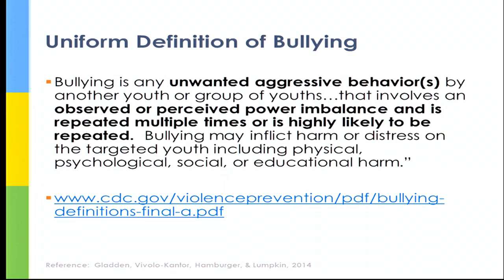An expert panel of about a dozen researchers and practitioners were identified and were convened to provide some advice and feedback on the document. And as you can see here, this is the agreed upon definition which was published just earlier this year, that bullying is any unwanted aggressive behavior by another youth or group of youths that involves observed or perceived power imbalance and was repeated multiple times or is highly likely to be repeated. And further note that bullying may inflict harm or distress on targeted youth, as we've heard.